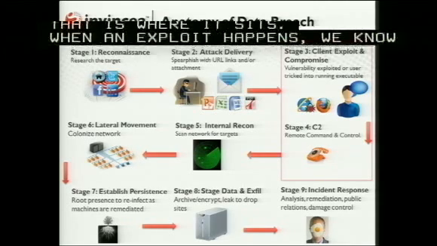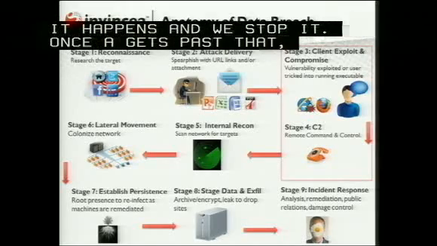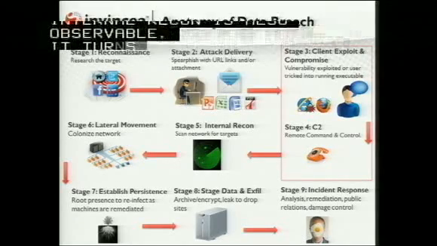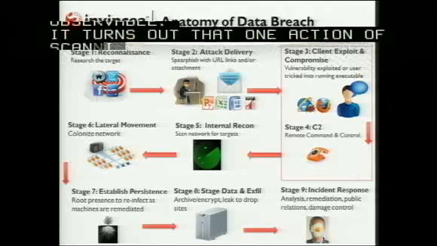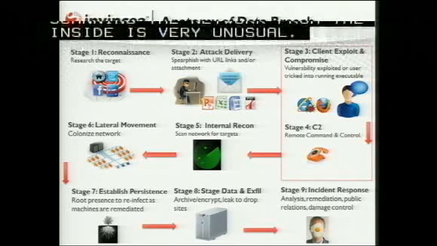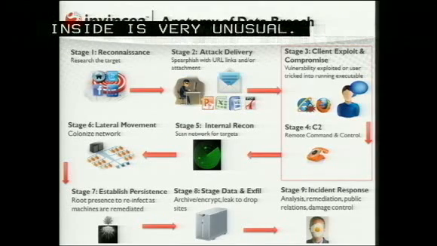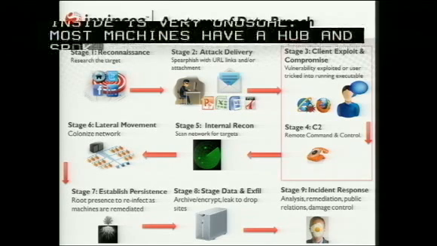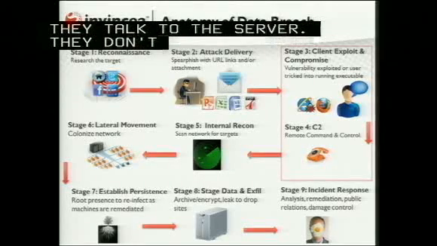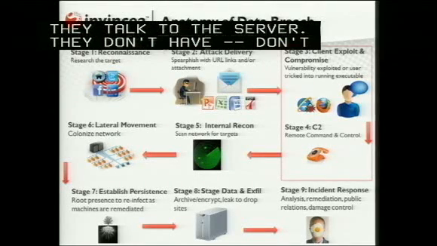So it turns out that one action of scanning the network from the inside is very unusual. Most machines have what's called a hub and spoke architecture. So they talk to a server, they don't talk to other machines, right? So that one action of scanning your network will stand out if you're looking for it. Most network defense systems are not looking for it. It's a fairly straightforward thing to do.